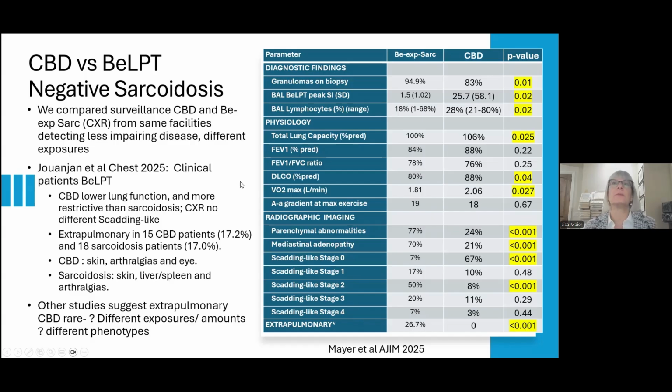Interestingly, a group from Germany recently published a similar clinical population, not a workplace population like ours was, and they found that their CBD cases had lower lung function, more restrictive, and their chest x-rays were no different. They found extrapulmonary disease present in their CBD cases, and again, maybe this is a difference when you have clinically manifest disease versus disease that has problems, that you're going to end up with more severe disease. And, in general, we don't find a lot of extrapulmonary disease. But again, maybe this is an issue of exposure amounts, types, as well as maybe some genetics.